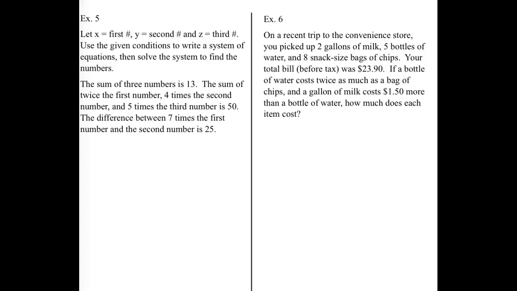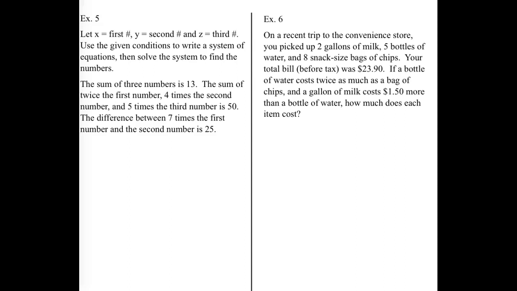So we just have a couple questions left to do for section 8.2. We are going to look at setting up a system of three equations with three variables from a word problem. The first thing you want to do is make sure you've defined your variables. Now in the first one, they did that for us. They said let x be the first number, y be the second number, and z be the third number. Use the given conditions to write a system of equations and then solve it.